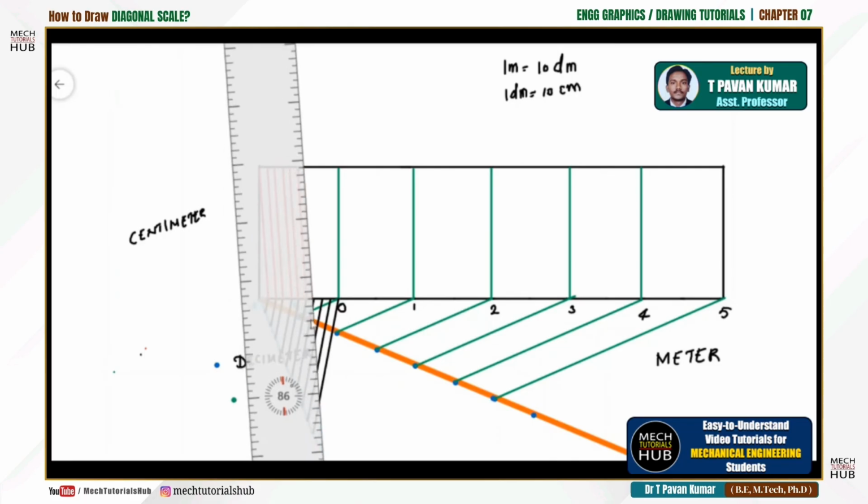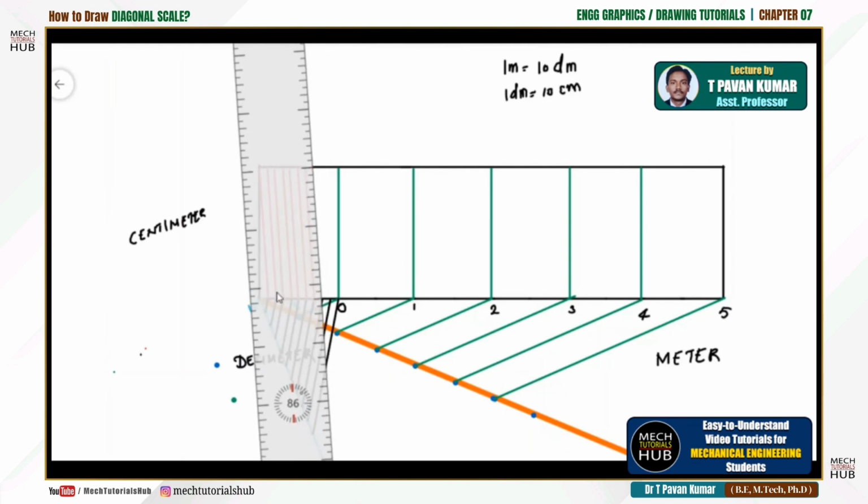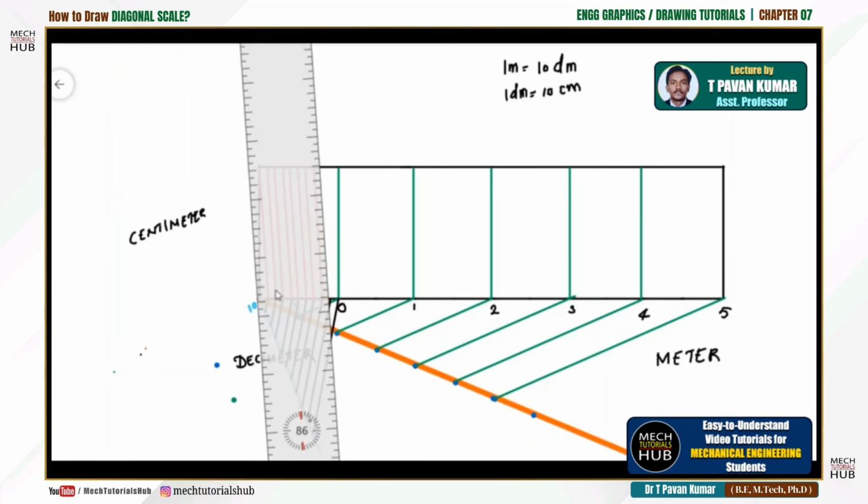Always try to keep a sharp nib to your pencil so that you will get proper drawing. Again I am repeating, every complete construction has to be done with 2H pencil only. This is the second one, then the last. This is the last division.